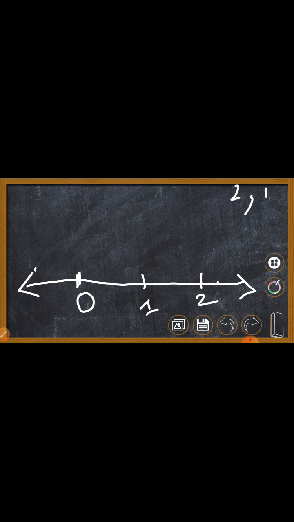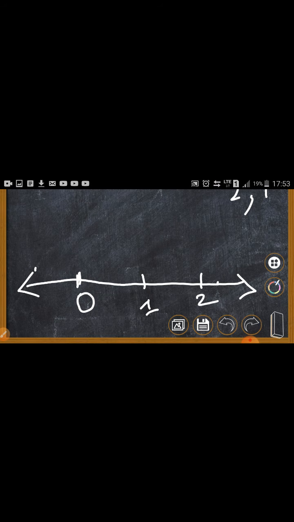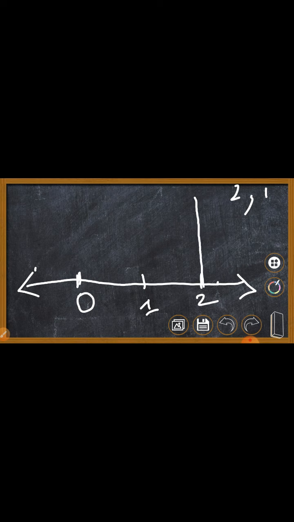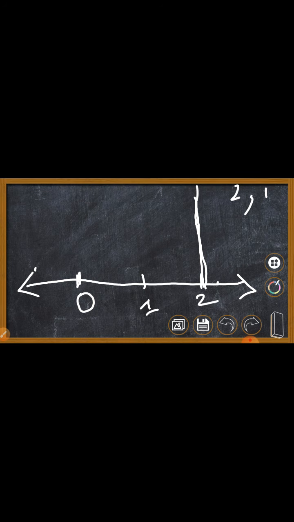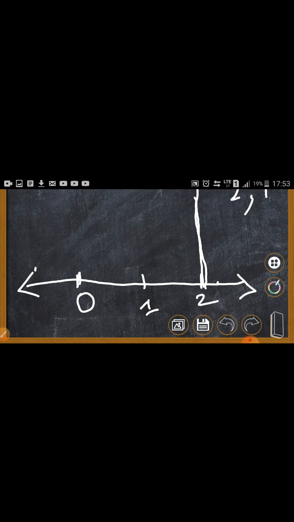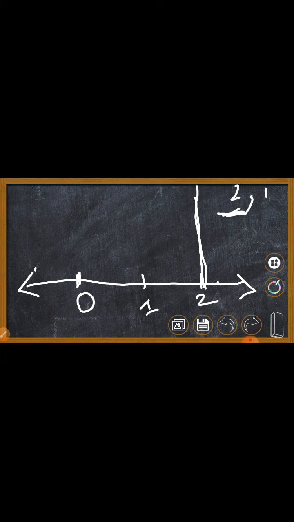Then you are going to draw a perpendicular, meaning you take the protractor and draw a 90-degree angle over here. No need of marking it as 90 degrees. You have already represented this 2 on the number line. You have brought it up till 2 and drawn a perpendicular over here.